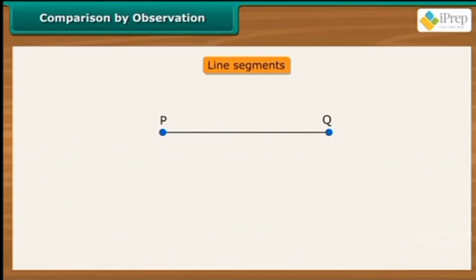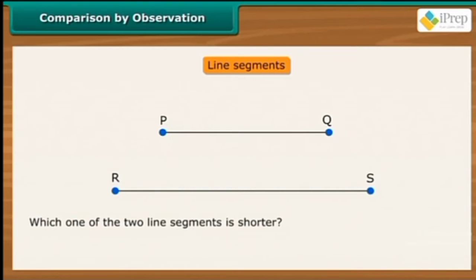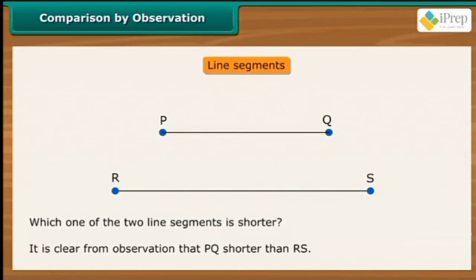By observation. Look at the two line segments PQ and RS. Which one of the two line segments is shorter? Observe the two line segments. It is clear that PQ is shorter than RS.